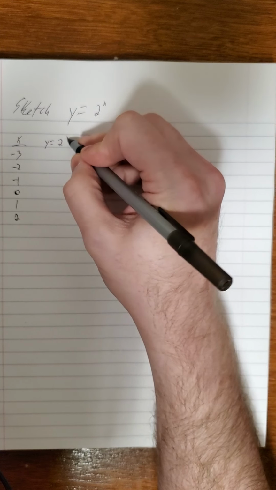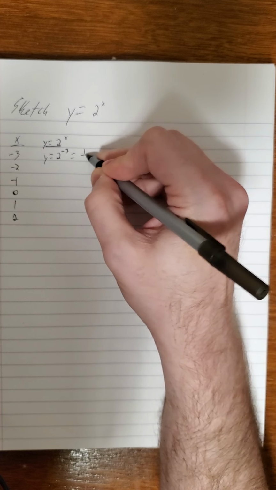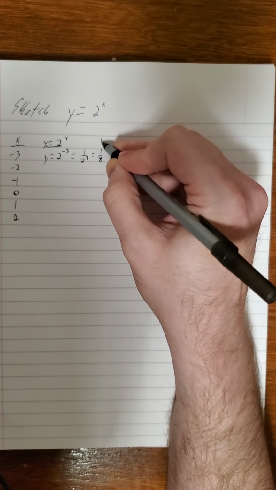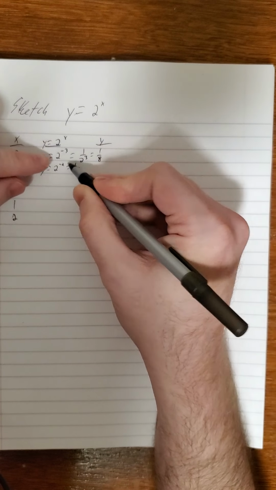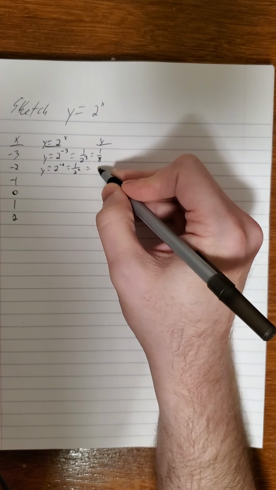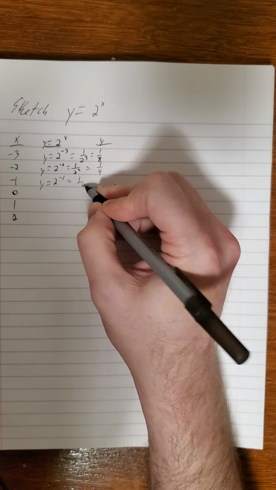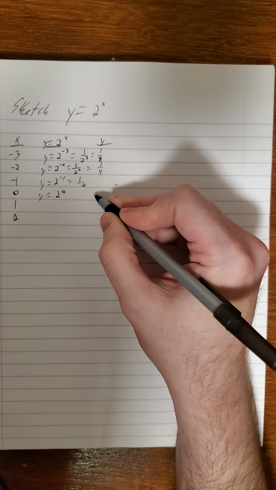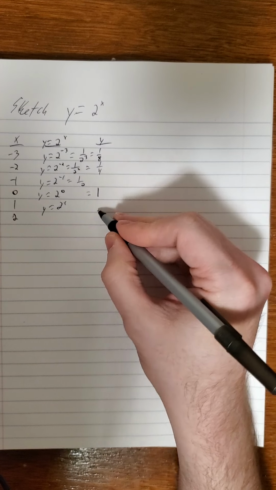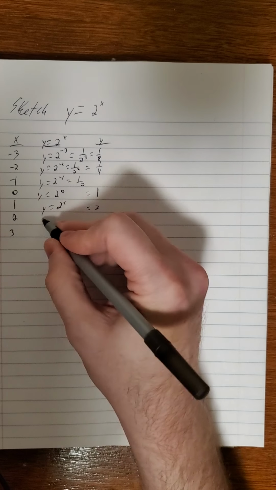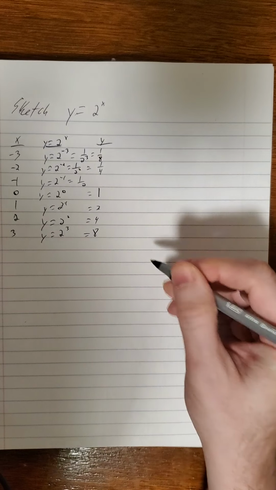So y equals 2 to the x, so y equals 2 to the -3rd, which is 1 over 2 to the 3rd, so that is 1/8. y equals 2 to the -2nd, 1 over 2 squared. So negative exponents, remember, we flip them into the denominator, and they kick over to positive. Any non-zero number to the 0 power, always a nice, neat, pretty 1. 2 to the 1st, it's just a 2. 2 squared, of course, a 4, and 2 cubed, it's an 8.